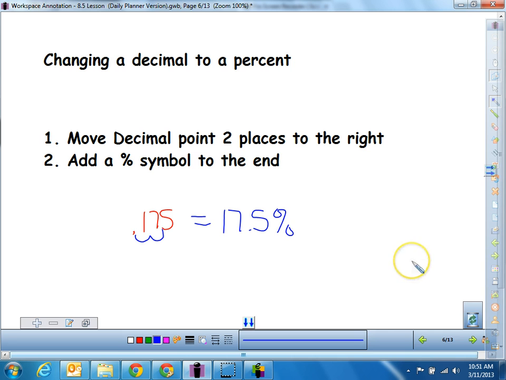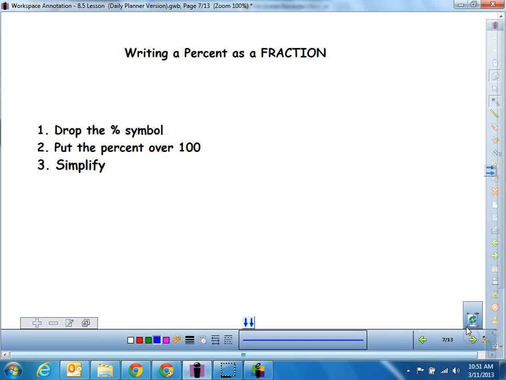Again, you should write this down. Make sure that you get these headings in here and leave some space in between them. This one is changing a decimal to a percent. The one before was changing a percent to a decimal. How about writing a percent as a fraction? So again, you need to write this down. Make sure you get the heading down so you know the differences between them.